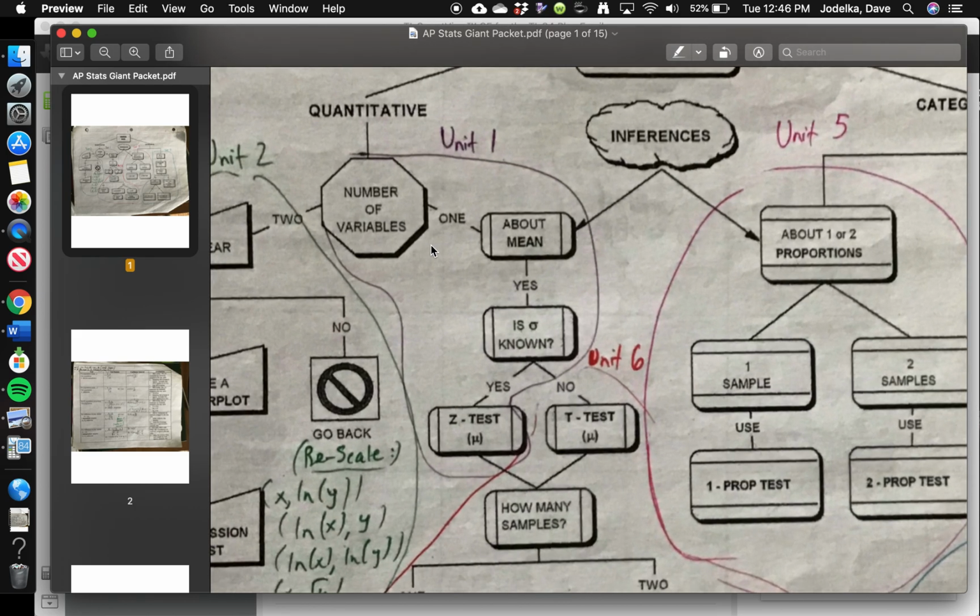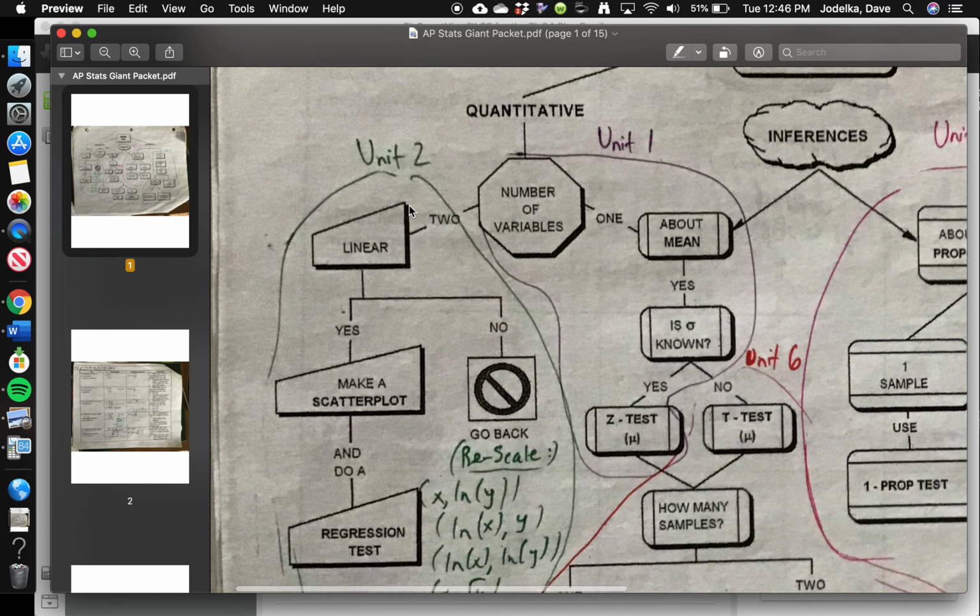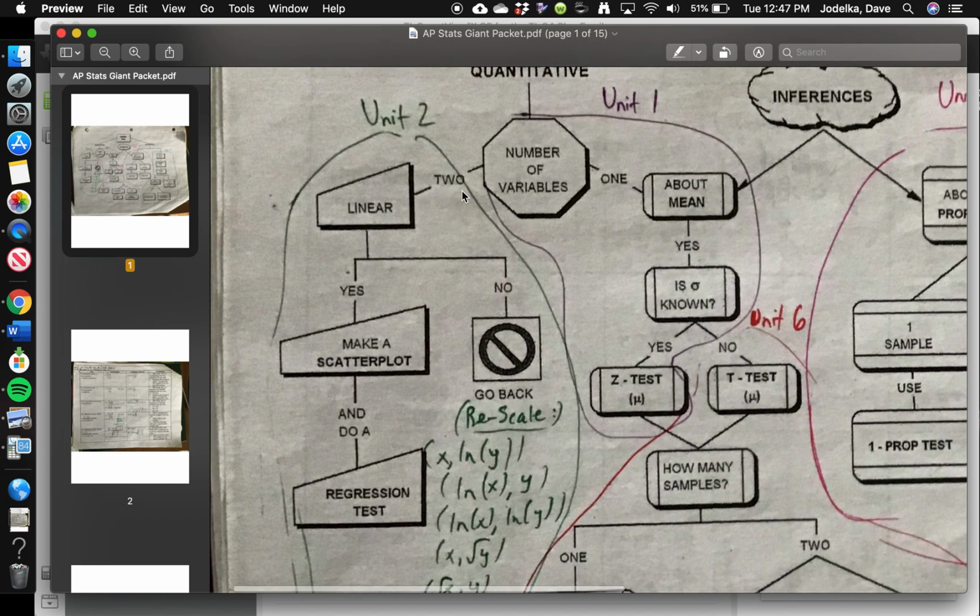Unit 1, the first thing you learned about was here's some numbers or variables. There's always one variable. If you know something about the mean and the standard deviation, you could do z-scores and the normal curve. That was Unit 1, this whole little chunk right here. Now, Unit 2 is where you started to get into two variables. You would do linear regression. You would make a scatter plot. You would do a regression test.